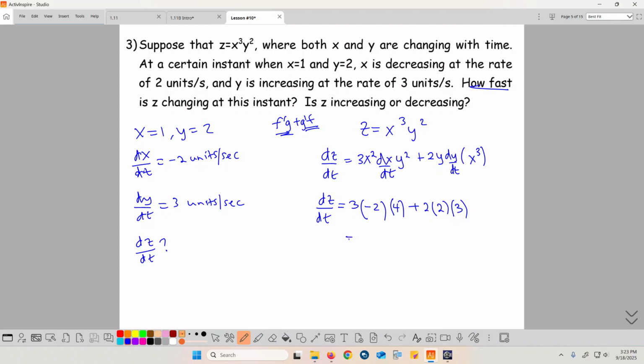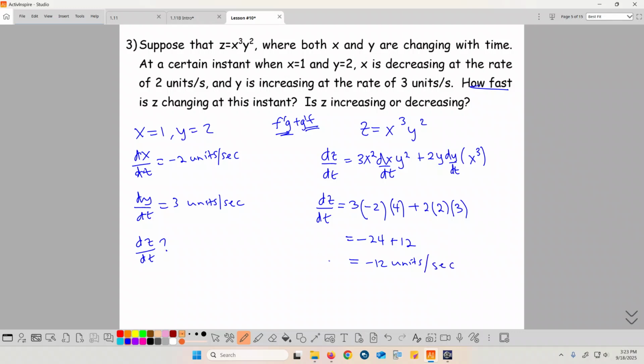Okay, so 3 times negative 2, that should be negative 6. Negative 6 times 4 should be negative 24. And then over here, 2 times 2, that's 4. 4 times 3 should be 12. And we end up with negative 24 plus 12, which should give us negative 12 units per second.